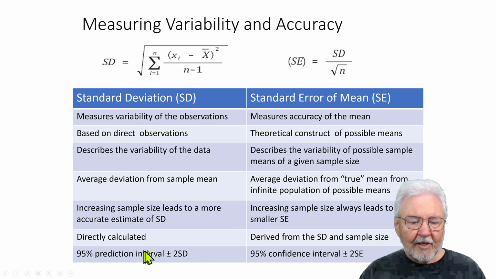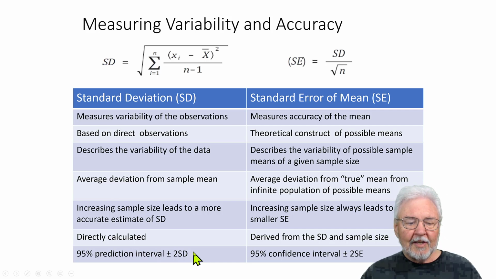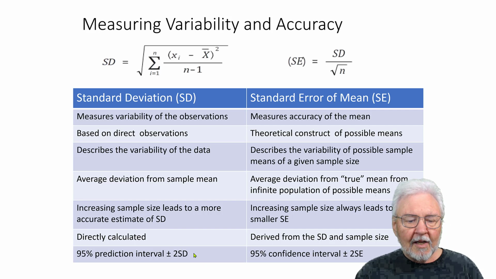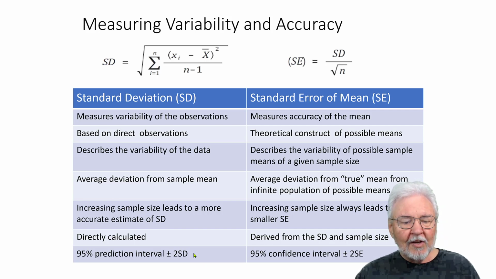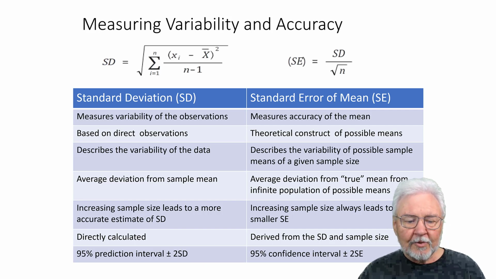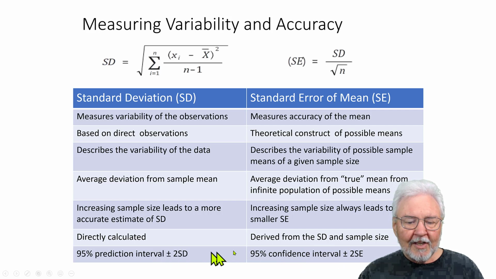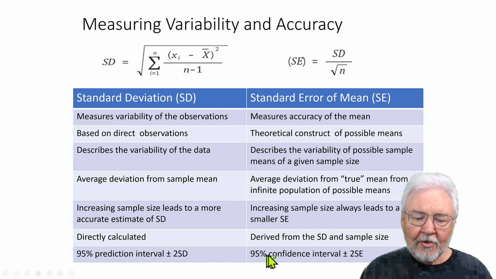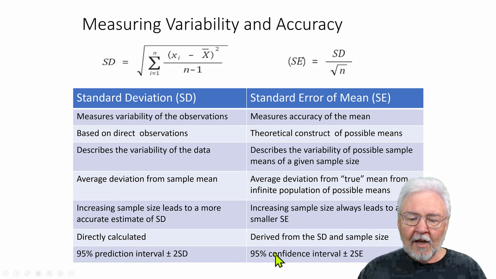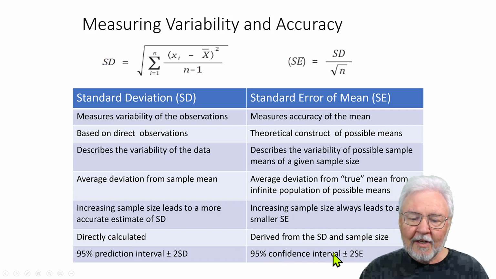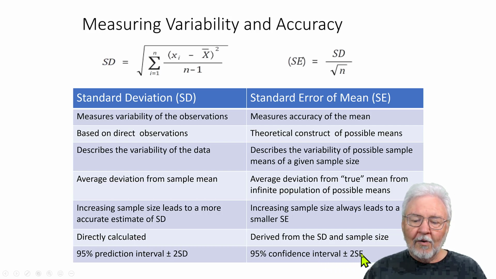The 95% prediction range is plus or minus 2 standard deviations. 95% of the people, approximately, in a symmetrical distribution of observations are going to fall between plus or minus 2 standard deviations. A 95% confidence interval has nothing to do with observations. So actually most of your observations are going to fall outside the confidence interval, because it's just talking about the mean, not the variability of the observations.